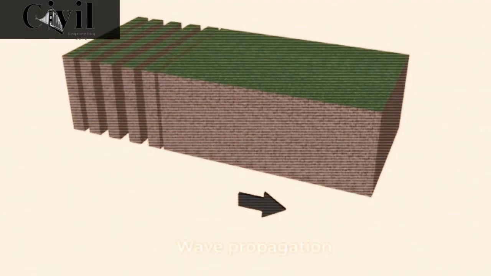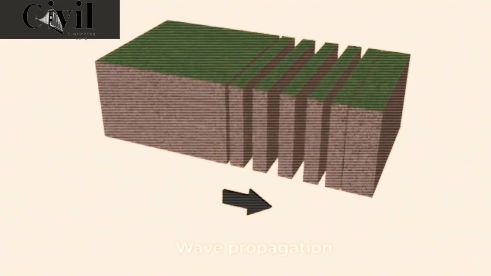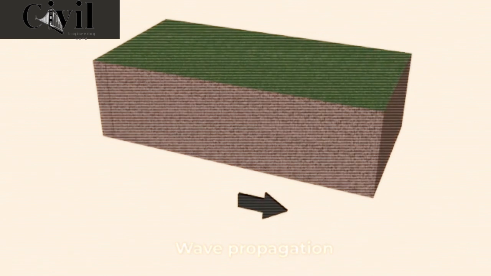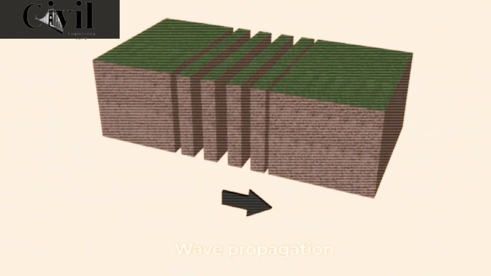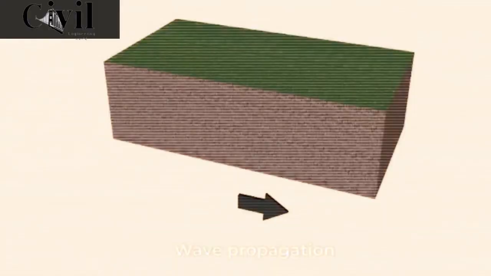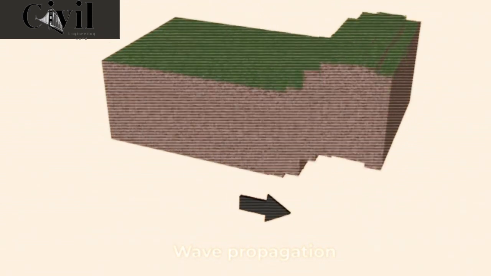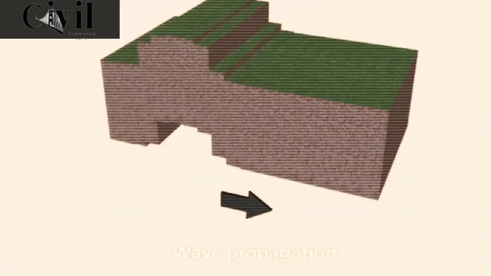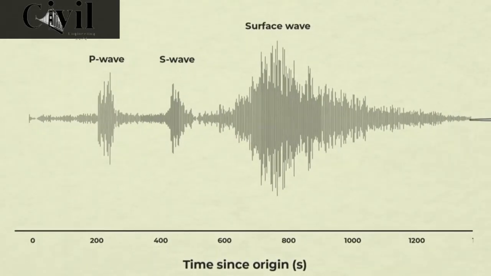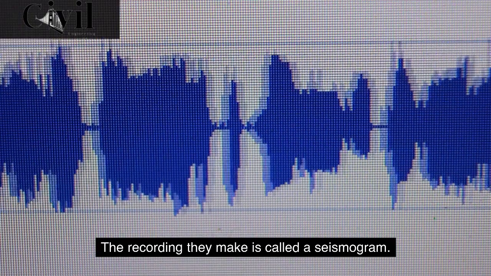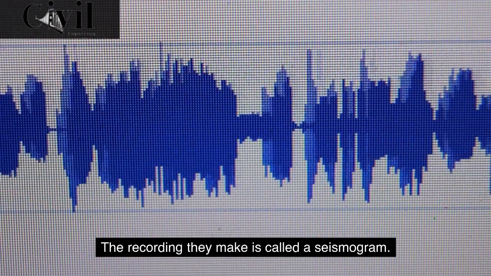P waves compress and stretch the crustal material parallel to the direction they are propagating. S waves cause the crustal material to move back and forth perpendicular to the direction they are traveling. Earthquakes are recorded by instruments called seismographs. The recordings they make are called a seismogram.